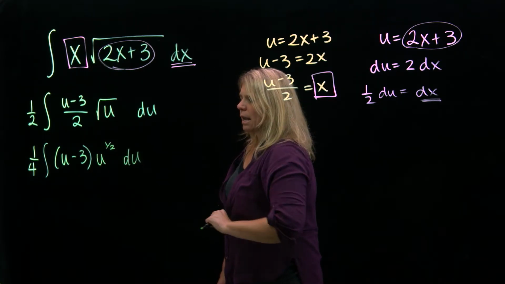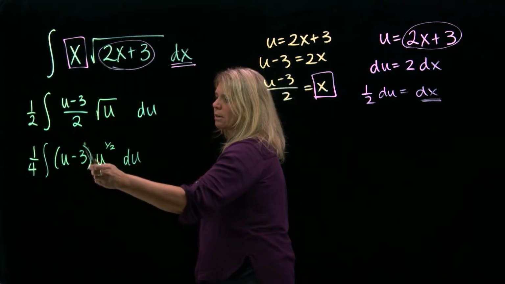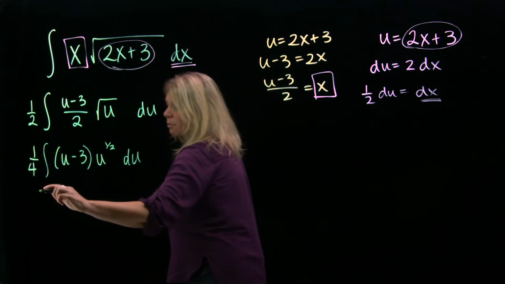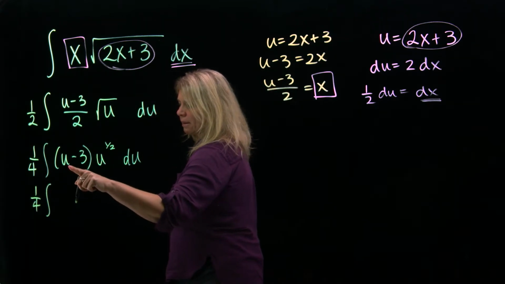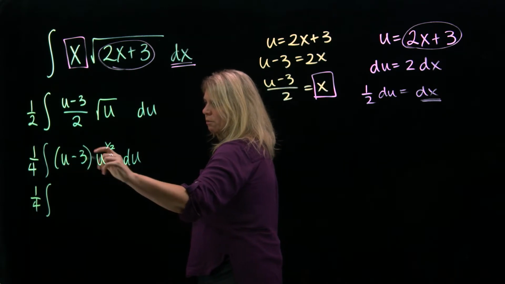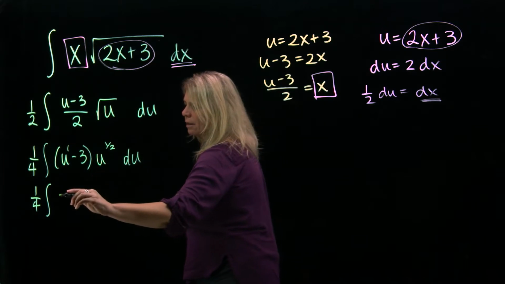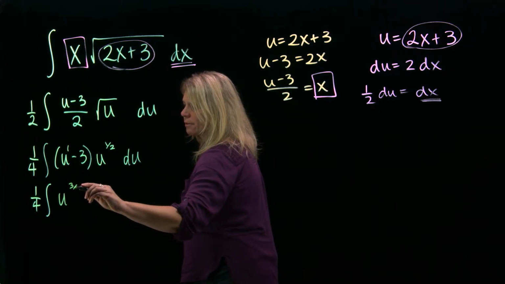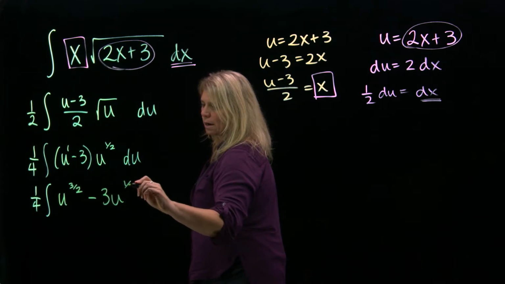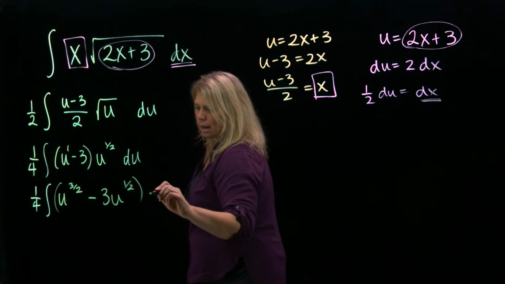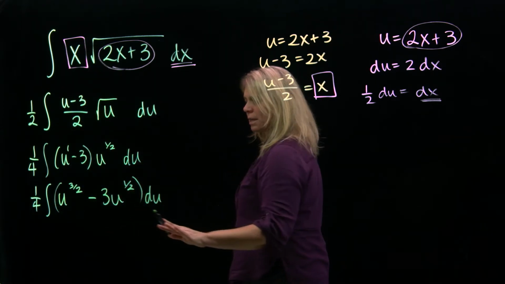So this is still not an antiderivative, I know, but if I use the distributive property to now distribute through, then I'll end up with just a sum of basic antiderivatives that I do know. Okay, so u times u to the 1/2. I can think about that as u to the first times u to the 1/2, which is u to the 3/2, minus 3 u to the 1/2. And I still have not found an antiderivative yet, so I'm still writing that integral sign and my du here at the end.